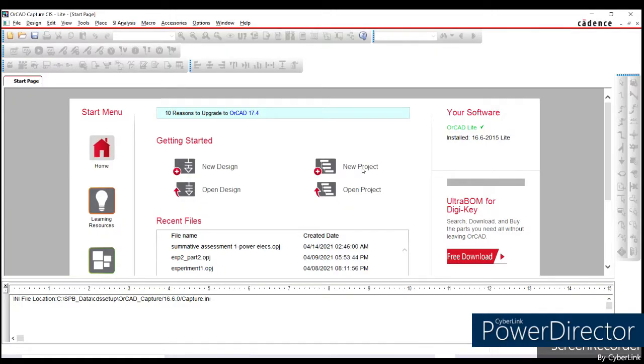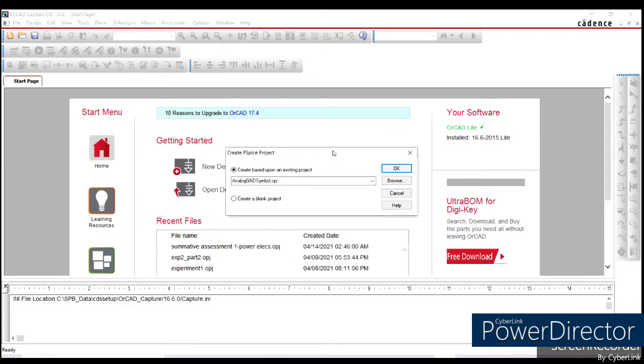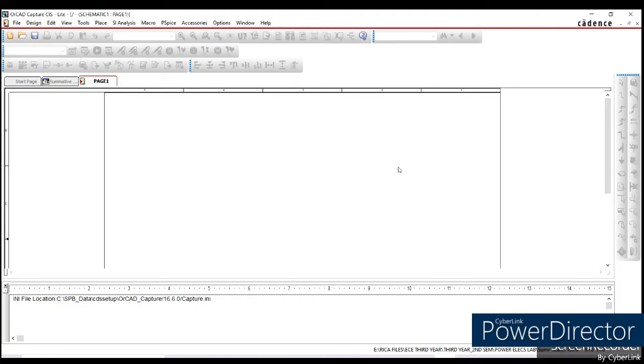With that, we need to create a new project. Let's type the name of our project here as Summative Assessment number 1, click OK, and then create a blank project. Let's wait for it to load up, and then this will be our area for our schematic.